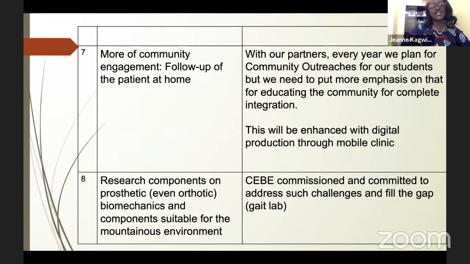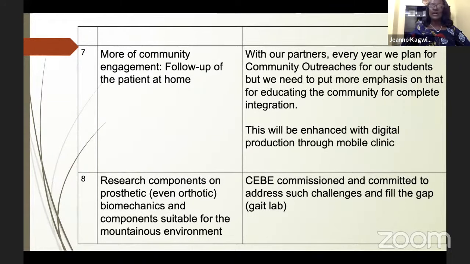Yes, we do community engagement, but I think we need to continue to develop more projects and maybe invite partners and work together so that we can reinforce the community service. And maybe use the mobile clinic. As I said, with the digital production, we are aiming to go to the community and use a mobile clinic.